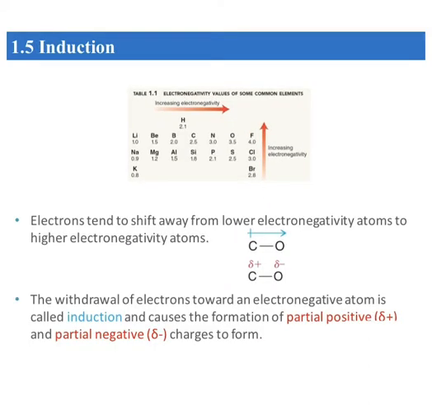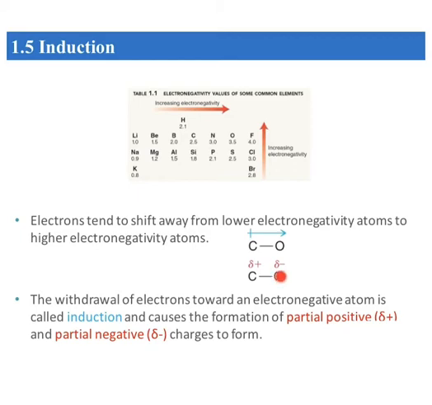Electronegativity tells us how strongly an atom can pull bonding electrons toward itself. And this leads us to the concept of induction. Consider the carbon-oxygen bond. We know that oxygen is more electronegative than carbon, and this bond is a polar covalent bond. Therefore, oxygen will pull the bonding electrons toward itself, and to show this movement, we use an arrow with a little slash on the tail on carbon and the head on oxygen. We can also use another way to show this.